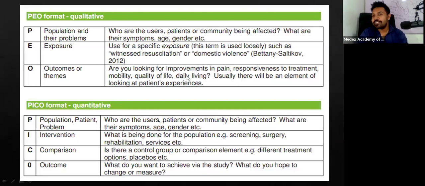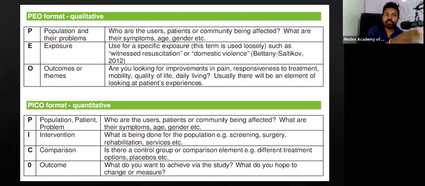The PICO structure is the same everywhere, right? P stands for the population. Mostly for quantitative studies we can go through the PICO structure. Population, patient or the problem. Intervention, I. C for comparison. O for outcome, right?